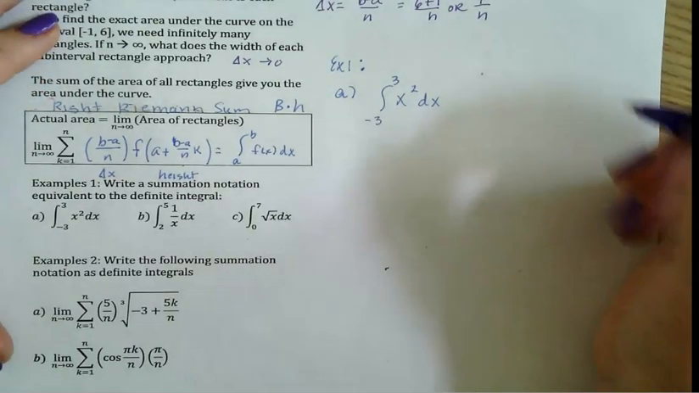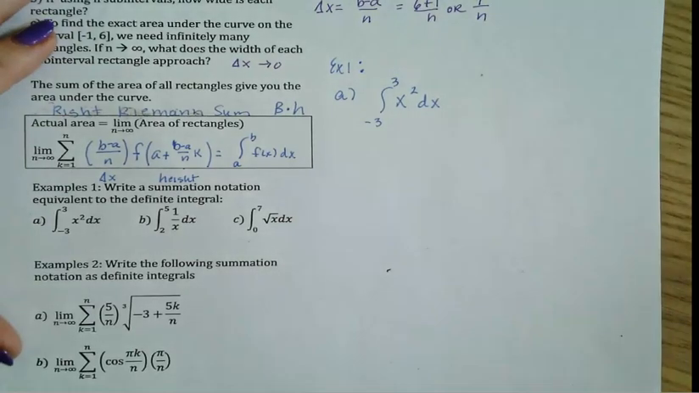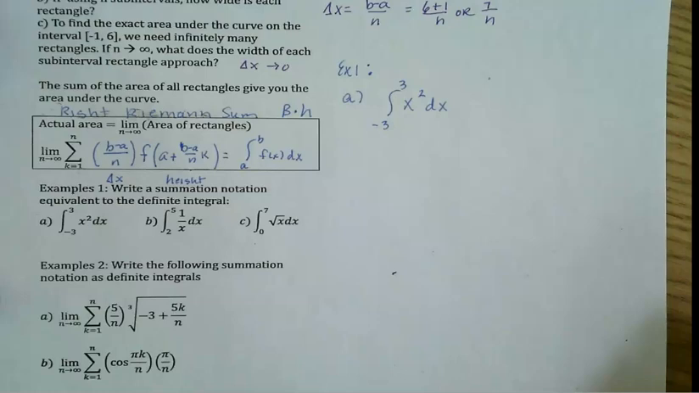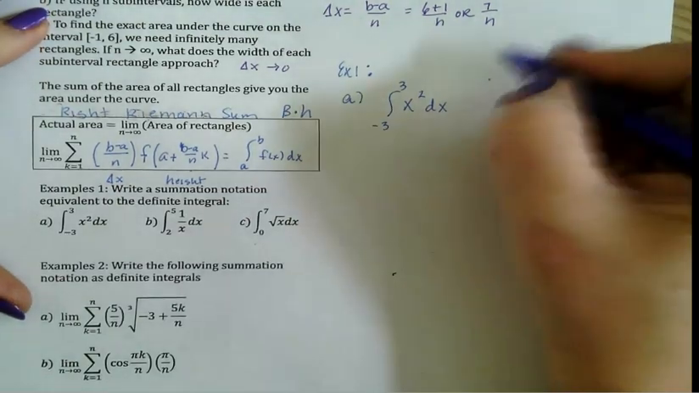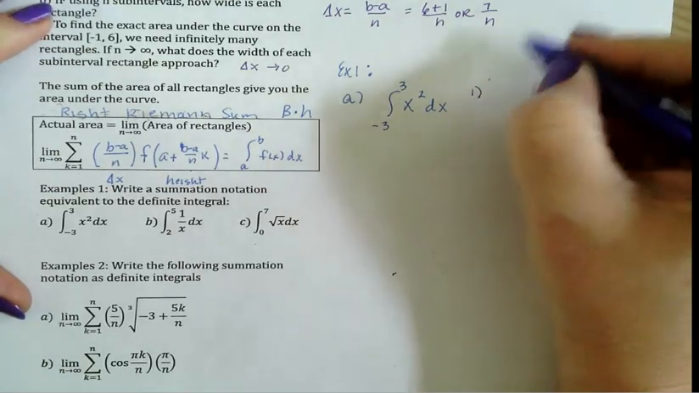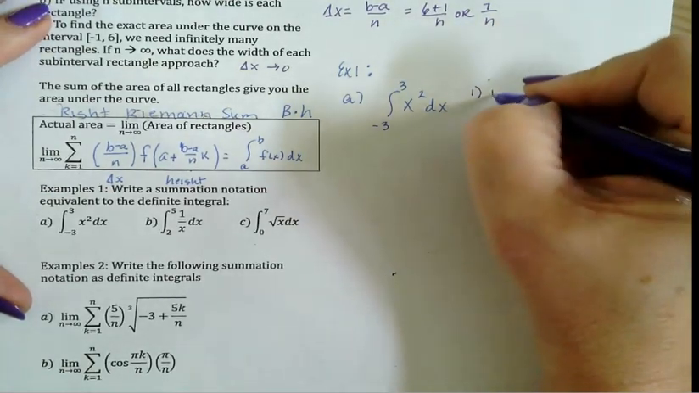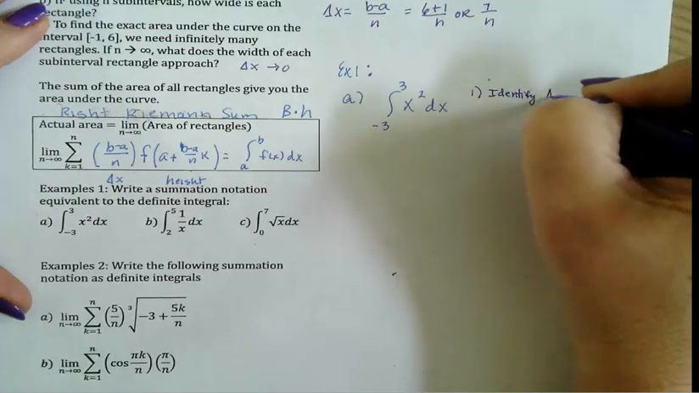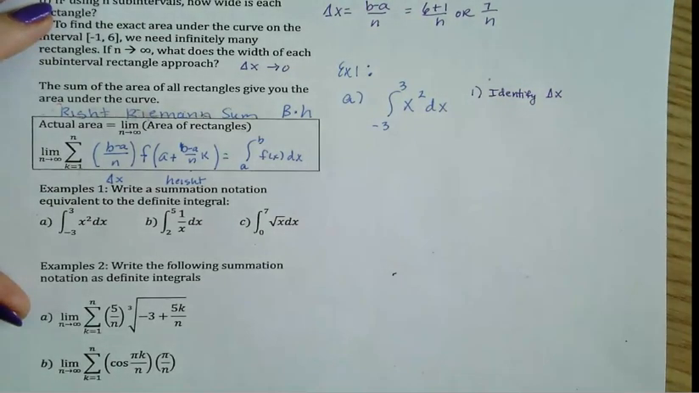Okay, so the first thing that I do, and I'm going to go ahead and write my steps down over here, how I'm doing this. Some of it isn't something you would necessarily be writing down, but since we're learning how to do this and working in our notes, that's where I would start. So the first thing I would do would be to identify my delta x. So how am I going to go about doing that?